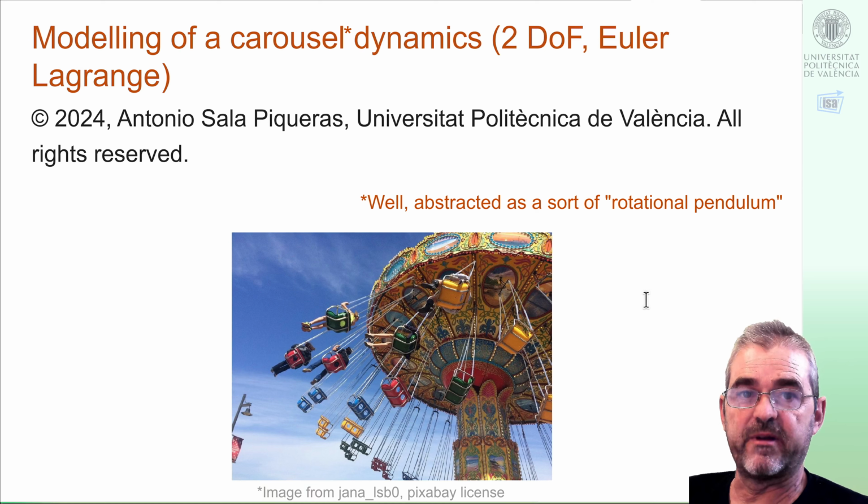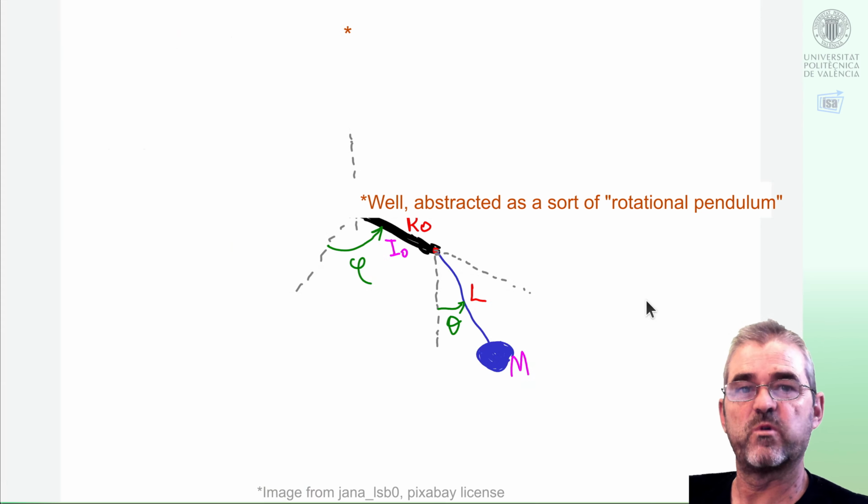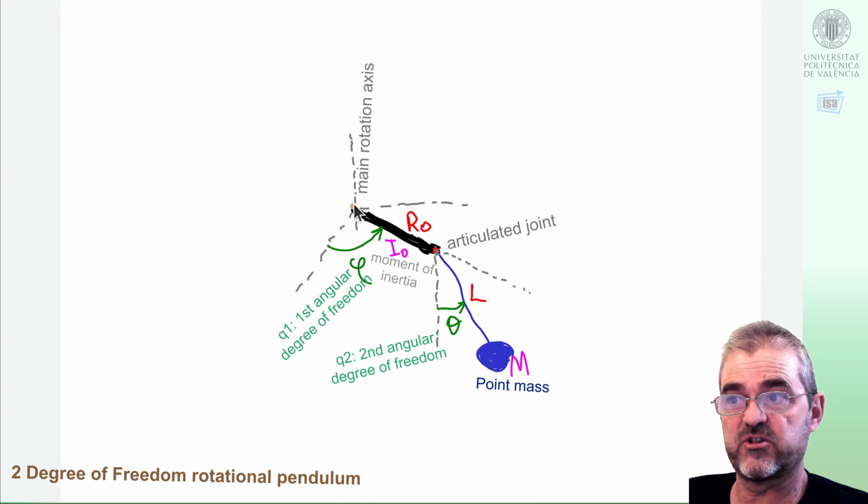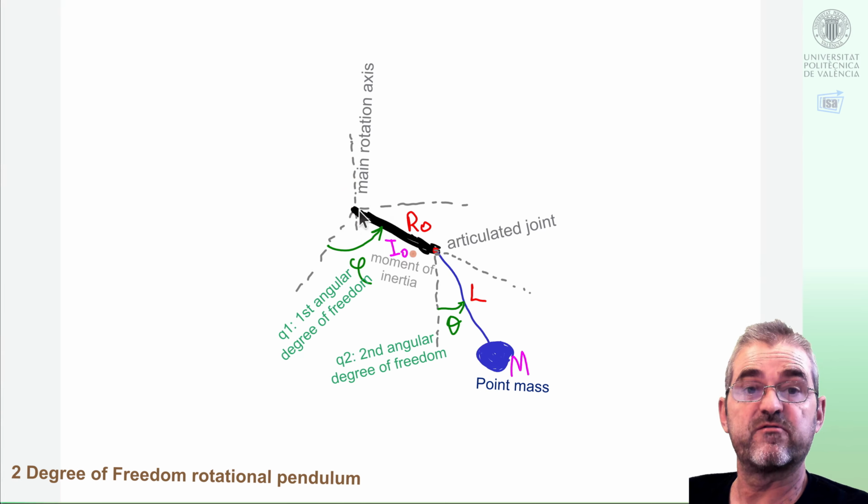Well, in fact, we will make a lot of simplifying assumptions, of course. In particular, we will consider something just like this. We will have a central rotation axis. We will have a platform, not necessarily in the form of a bar, of course, it can be a circle of whatever shape. The only important thing in the equations will be its rotational moment of inertia, I0. And then at a distance r0 from this central axis of rotation, we will suspend a mass with a rope or a chain or whatever of length L.